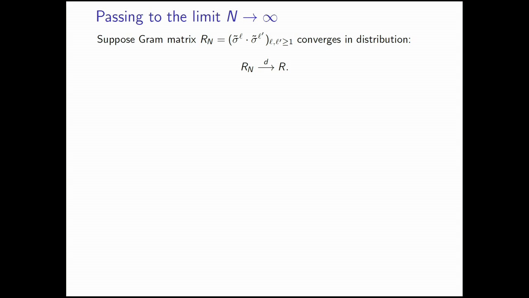Okay. Now, passing to the limit really means that when you look at that picture that I described, its statistical properties stabilize when you increase the system size. In other words, the distribution of this matrix converges to something. And that limit will be denoted by a matrix R. That's an infinite Gram matrix in the limit.